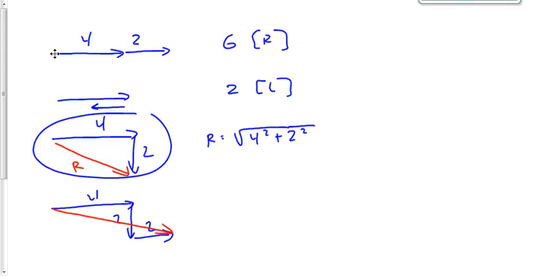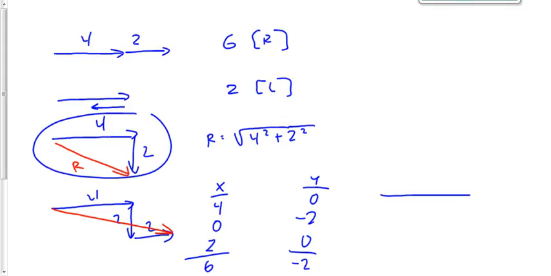Here's where we got to break it up into our x components and our y components. We've got 4 to the right, and that 4 to the right is 0 up or down. The next one we have is 2 downwards. So that's 0 on the x-axis, and that's -2 on the y-axis. The next one we have 2 on the x-axis and 0 on the y-axis. Add those up, 6 and -2, and now let's redraw it as a right-angled triangle vector diagram.